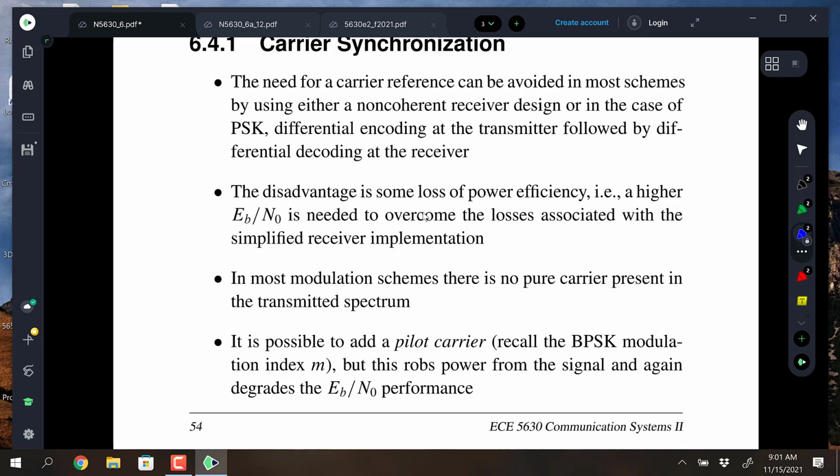So just some bullet points. We want to be power efficient in almost all cases. So the first bullet says we could get rid of the carrier sync, but we lose power efficiency. So you'd have to increase your Eb over N0 to overcome the losses from the simplified receiver implementation. And we've seen that already back in the previous chapter.